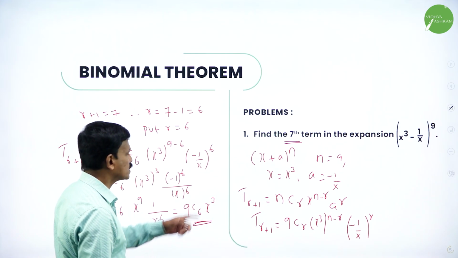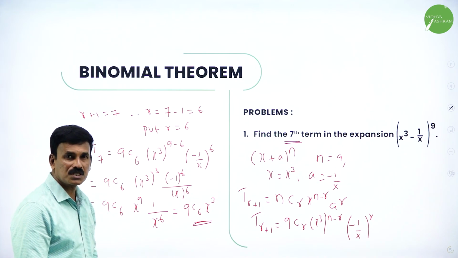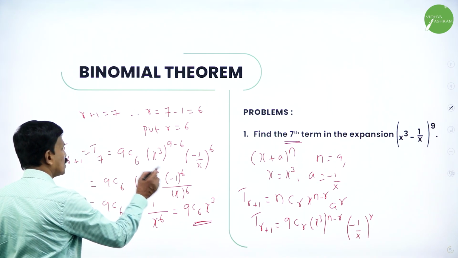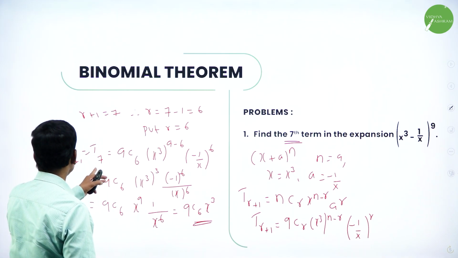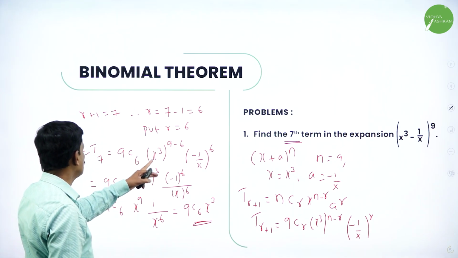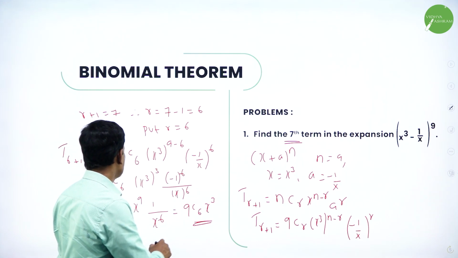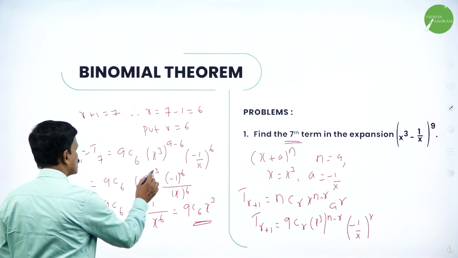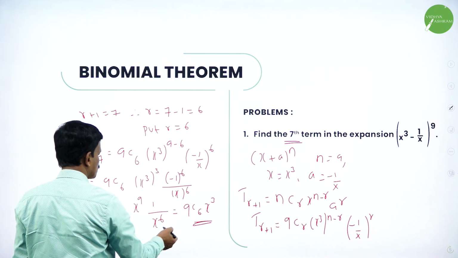So for the 7th term, that is r plus 1 is equal to 7, therefore r is equal to 7 minus 1, which is 6. So put r is equal to 6 here. You will get T6 plus 1, T7, is equal to 9C6, (x cube) whole raised to 9 minus 6, which is 3, times (minus 1) power 6 divided by x power 6. So that is 9C6, x to the power of 3 threes are 9, minus 1 power 6 is plus 1, divided by x power 6.